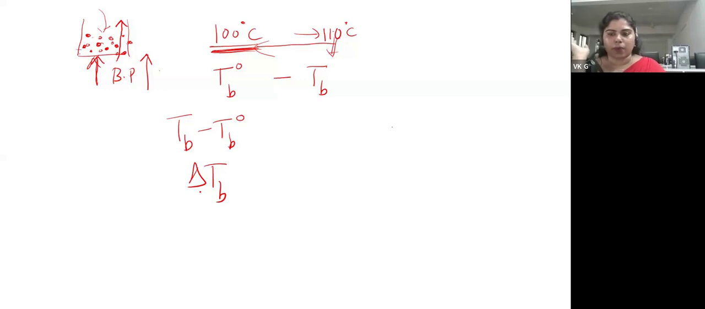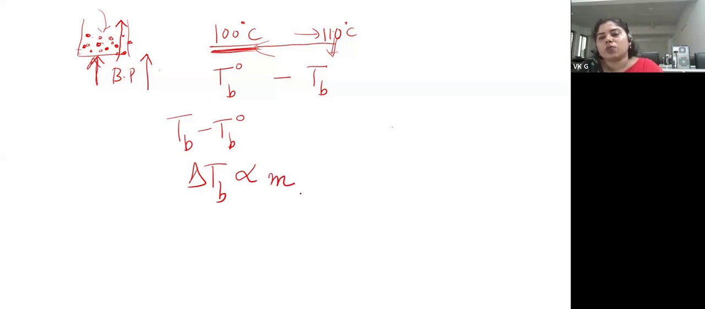And you have to find the difference: higher value minus lower value. So delta TB, I can call it elevation in boiling point, right? Elevation is an increase. So I can put it as change in the boiling point. Delta TB will be equal to, on whom should I blame it now? Again, it's solute. So whenever you talk about boiling point, you use concentration terms. In relative lowering of vapor pressure we used X2, that is mole fraction. Here, when it comes to boiling point, you use the concentration term molality.